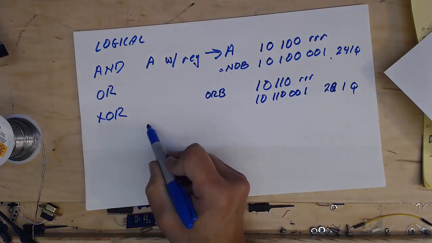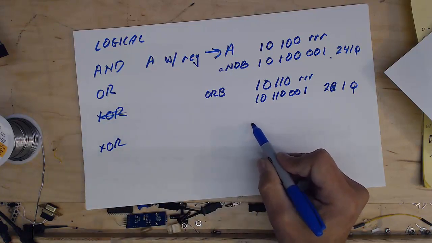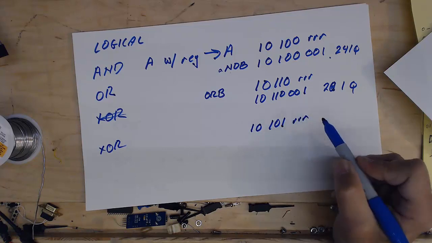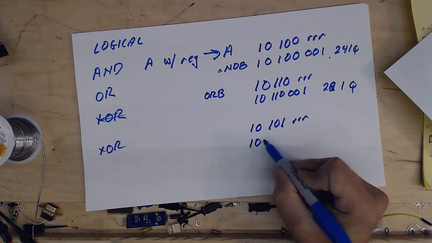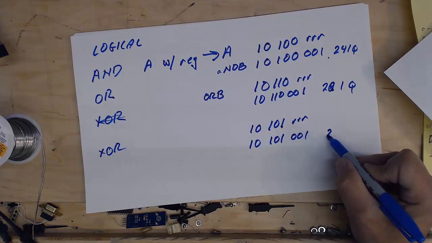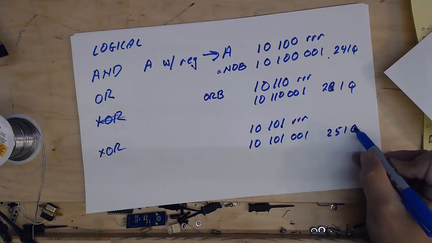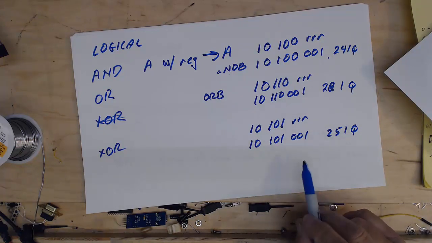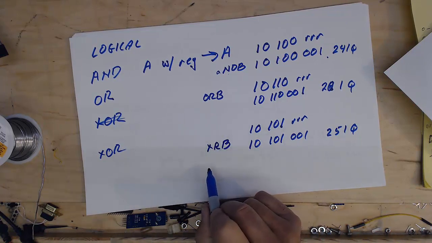And exclusive OR, if we are going to exclusive OR, it's going to be a 1 0 1 0 1, register, register, register. So exclusive OR A with B is going to be 1 0 1 0 1, and B is 0 0 1. Okay, so 2 5 1 is going to be exclusive OR register A with register B. So we would exclusive OR with B, just for shorthand.